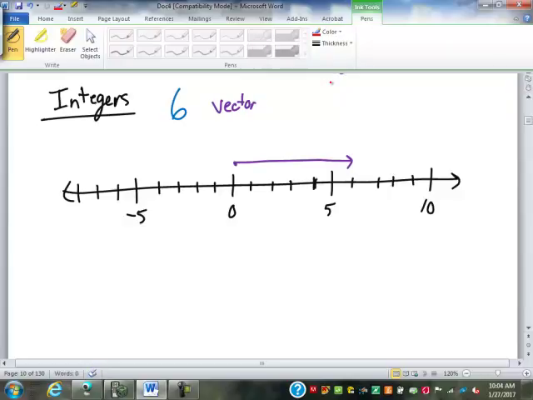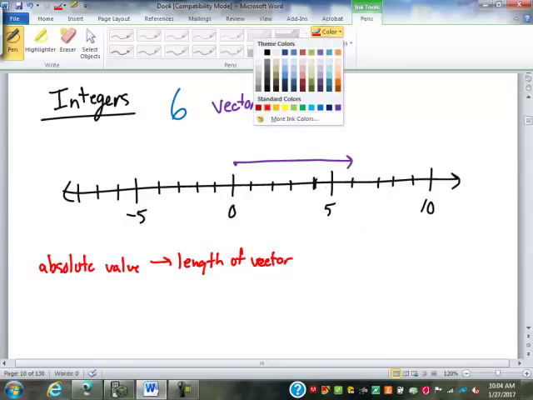With these vectors, we have something called absolute value. The absolute value is just the length of the vector. There's an alternative definition of absolute value out there that's the distance the number is from 0. It's the same thing. The length of the vector is how far it is from 0.